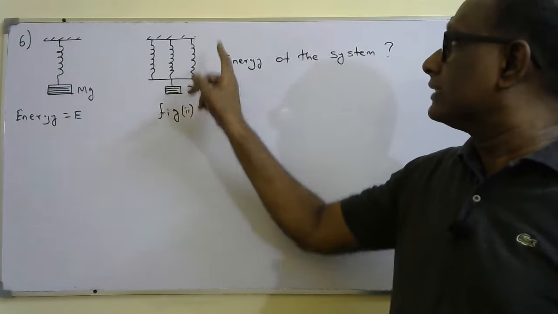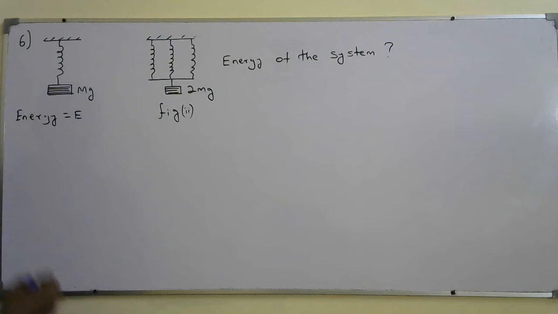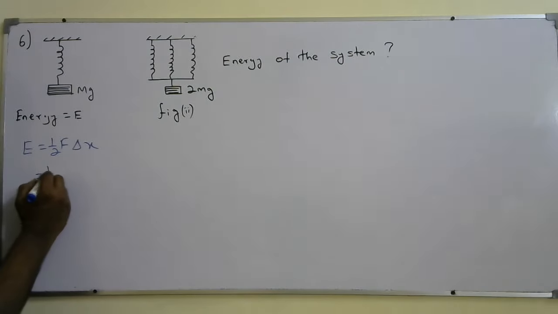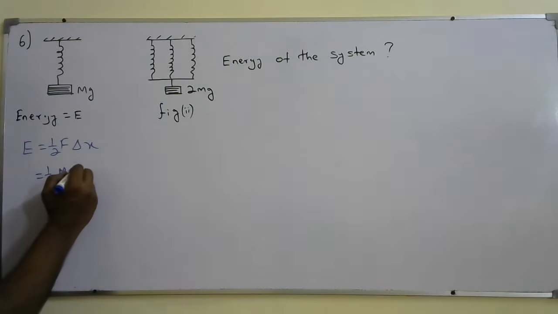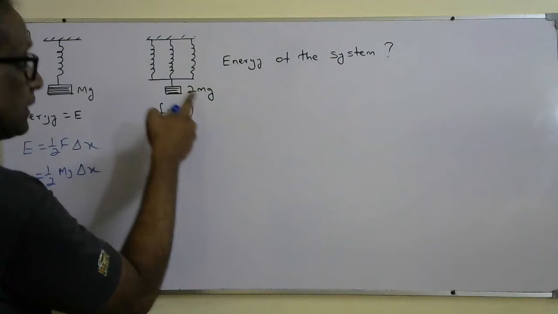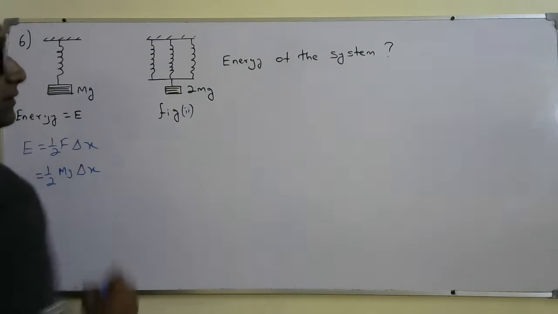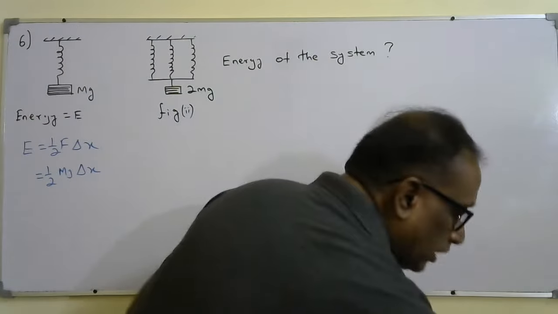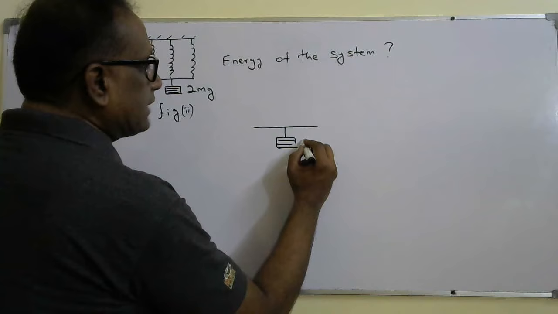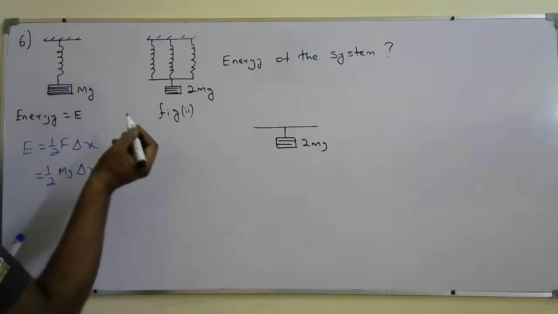Here we can use the equation: energy equals half F delta x. So that is half, the force is mg, so half mg delta x. The force acting on each spring will be 1/3 of 2 mg, because the 2 mg will be shared among the three springs. If you draw the free body diagram for this system, this is the total force applied by the weight. All three springs are identical, the same as this spring, so each has the same spring constant k.